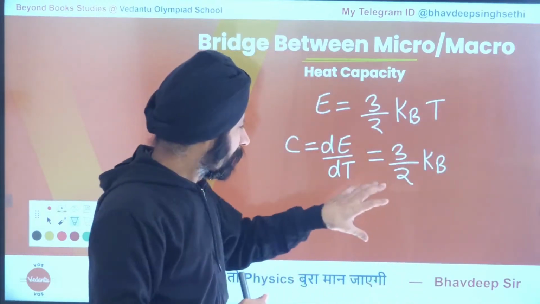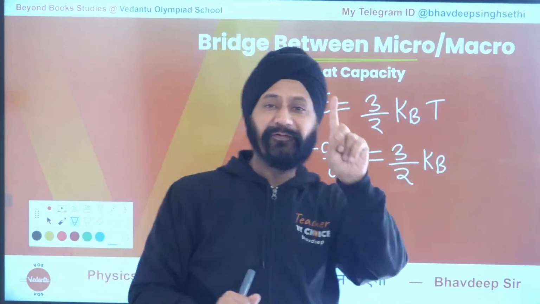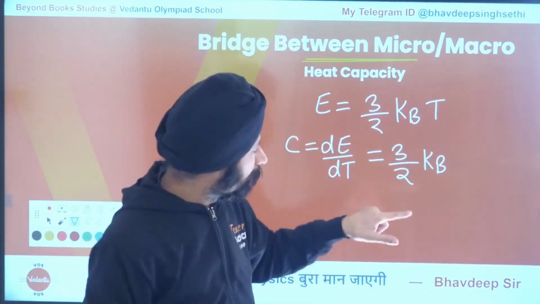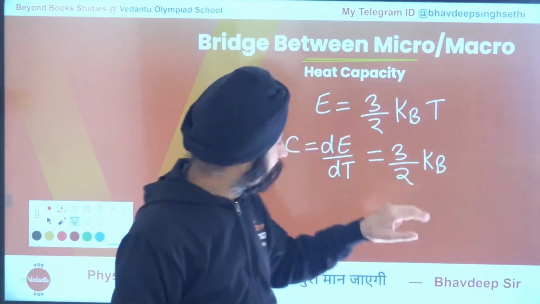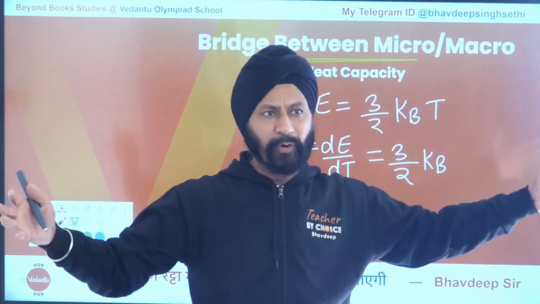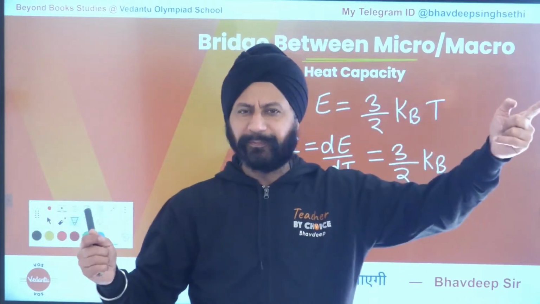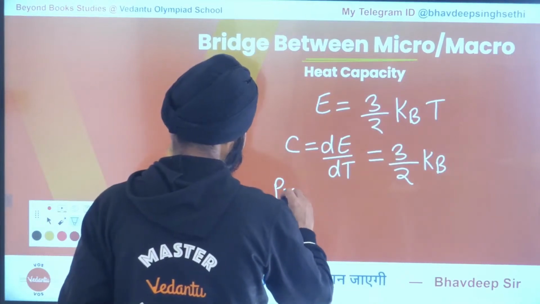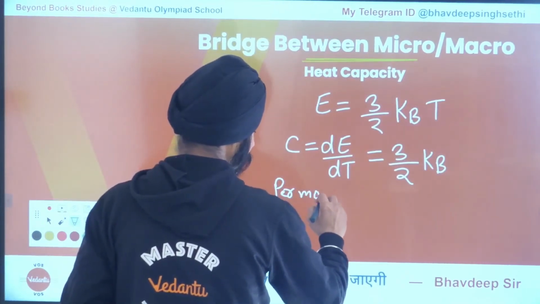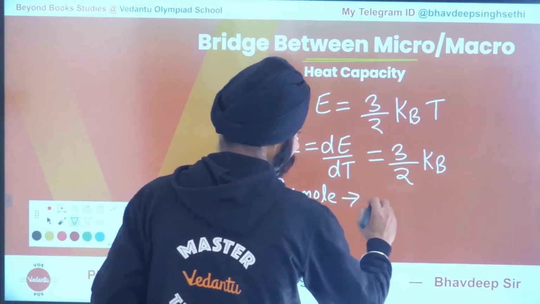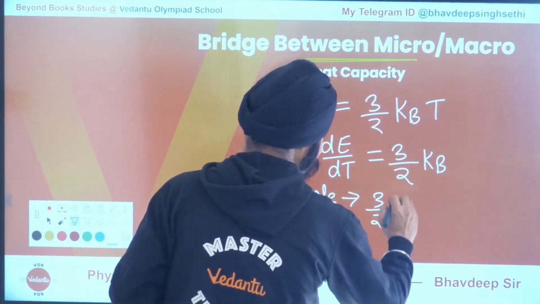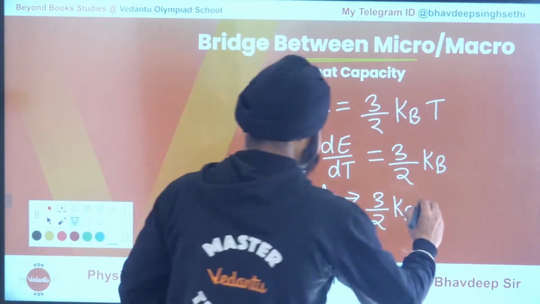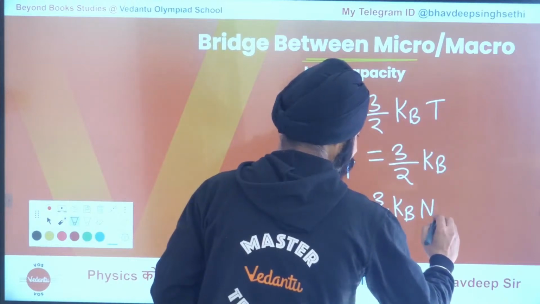I know this is the energy requirement for one molecule, but how much will be the energy requirement for two molecules? Multiply this by two. Three molecules, multiply by three. 1 mole has Avogadro's number of molecules. So if I say per mole, how much is the energy requirement? Per mole energy requirement will be 3/2, this Boltzmann constant, times how many molecules in 1 mole? Oh, that's Avogadro's number.